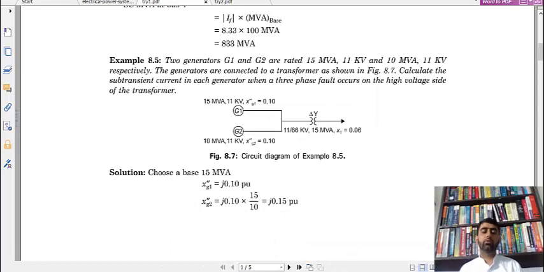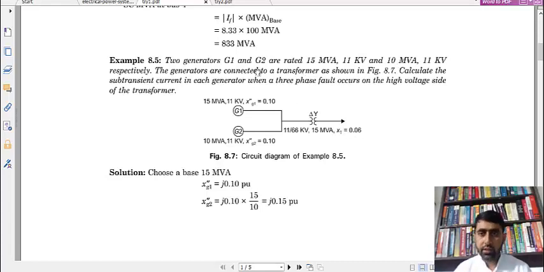We'd like to do one more simple numerical, in which we have two generators. One is rated 15 MVA, 11 kV, another 10 MVA, 11 kV. XG1 is 0.1, XG2 is 0.1 on its own rating, and we have a delta-Y transformer, 11 by 66 kV, 15 MVA, XT is 0.6.